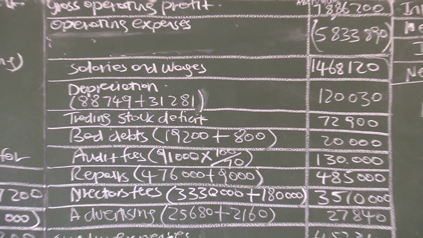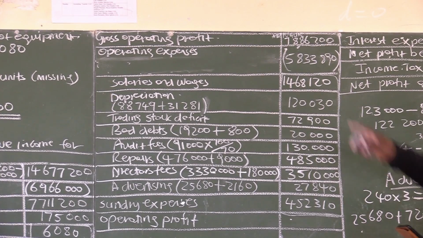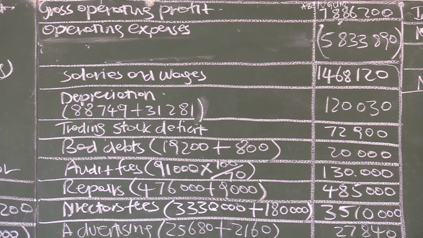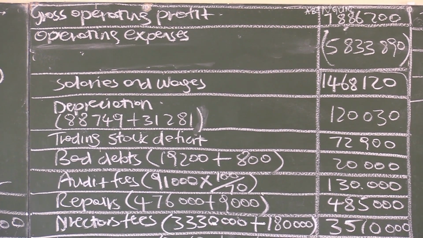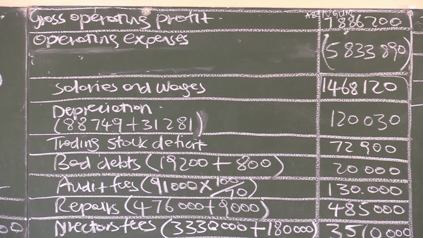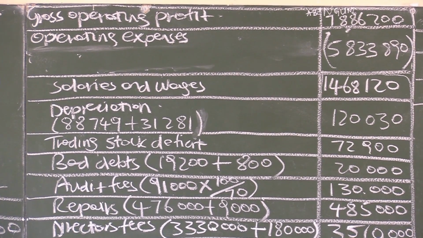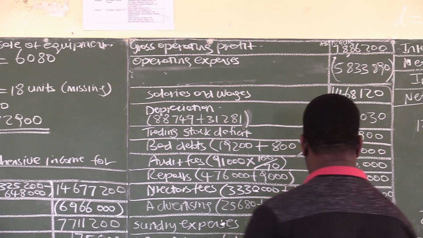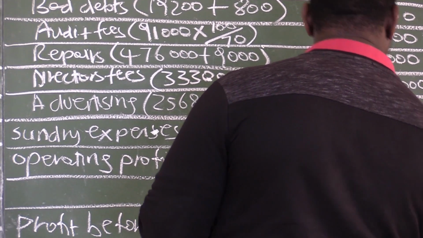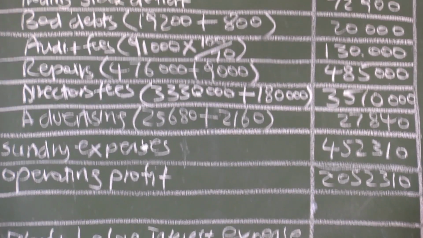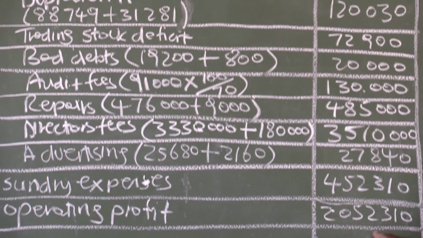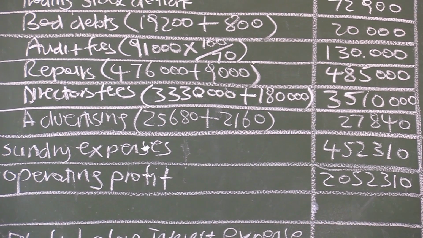So now it will be 7,886,200 minus 5,833,890. This gives us 2,052,310, which is our operating profit.